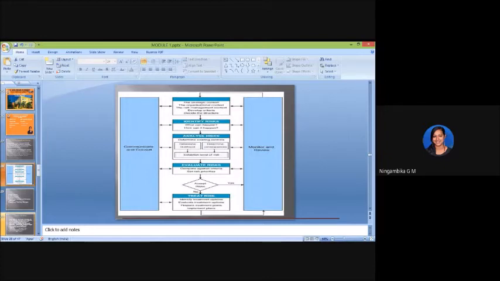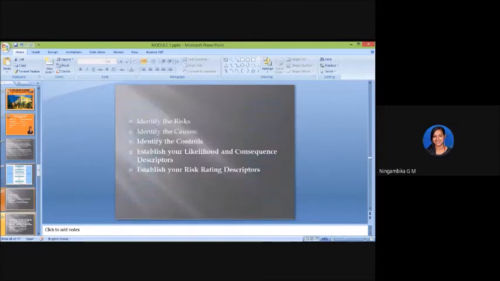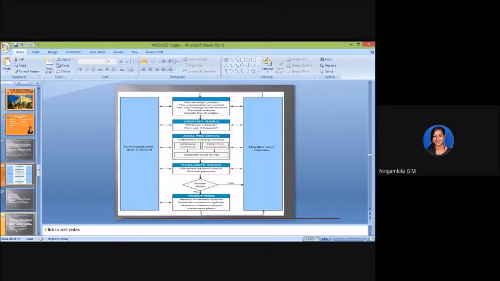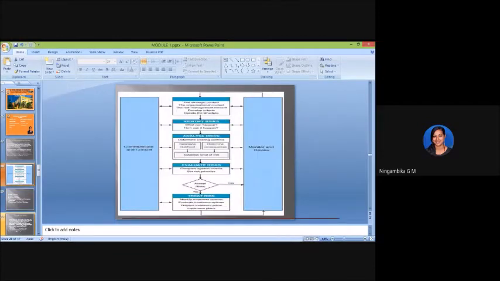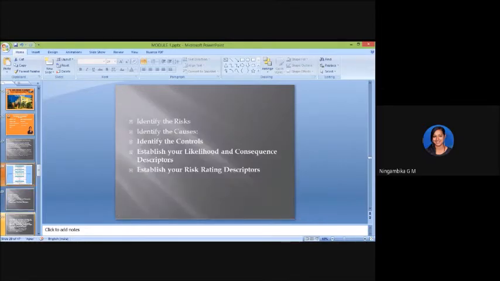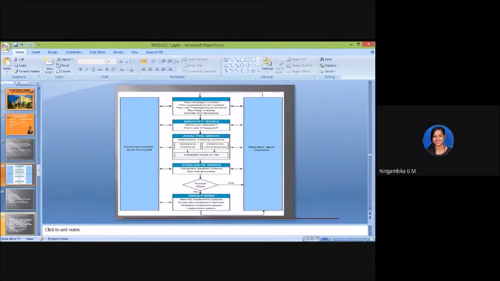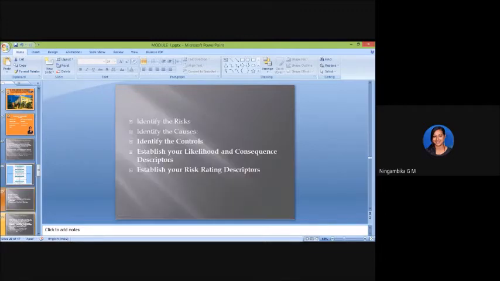Okay, so adding some more points to the risk management process, here it has been clearly mentioned as identifying the risk, the same thing, identify the causes and identify the control. If you go back to the picture, that talks about analyzing the risk. Establish your likelihood and consequences, that again talks about the analysis of the risk. Establish a risk rating description, that clearly explains about evaluating the risk and also treating the risk. That is how it has made the breakups. So let us understand in detail what it talks about.